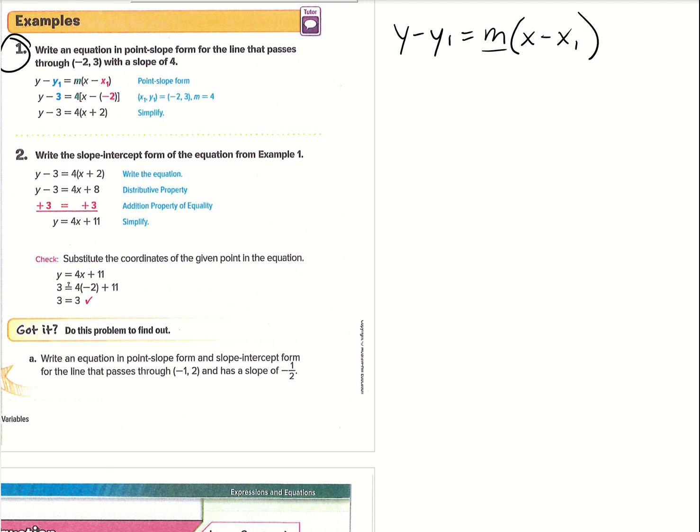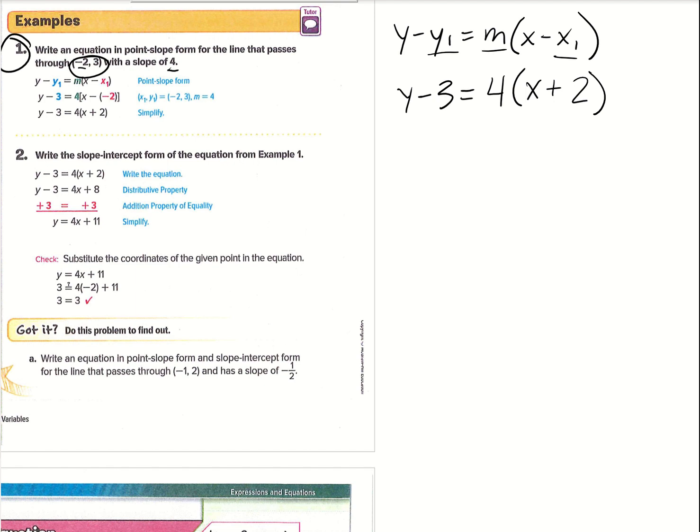M still means slope, so nothing changes there. We can also plug in for y1 and x1, and we're going to use the point that they give us to do that. So we have y minus our y value for that point, which is 3, equals m, which is our slope, and they tell us the slope is 4. Then we have x minus our x value, which is -2. Minus -2 would be the same as adding 2. That is our new equation right there.